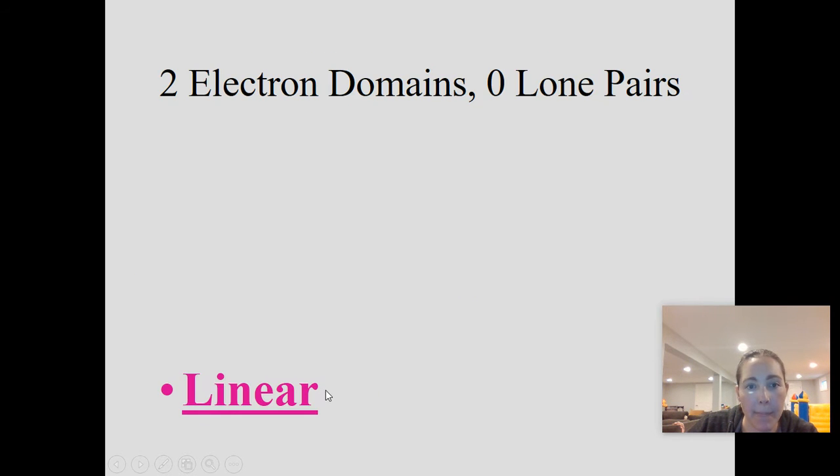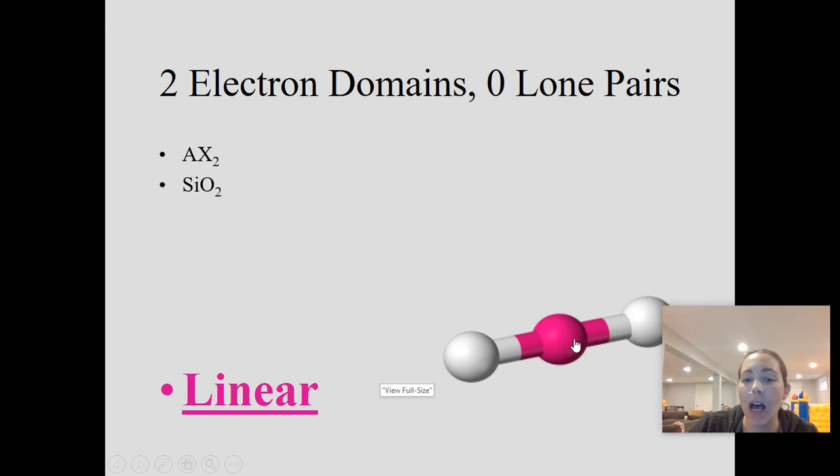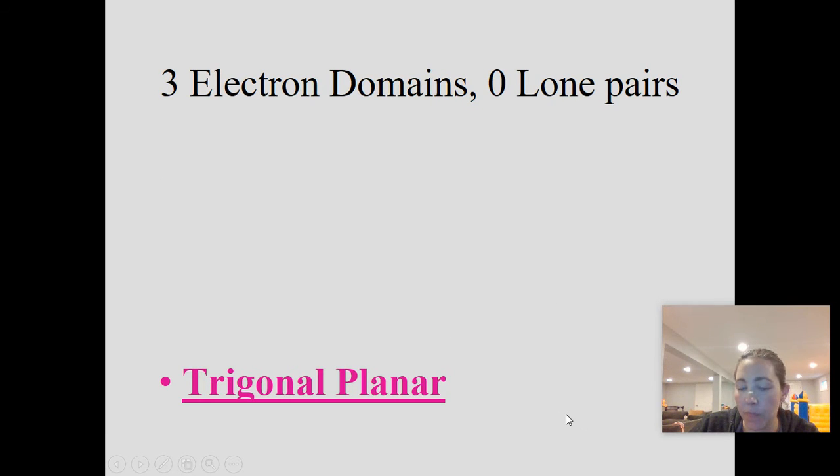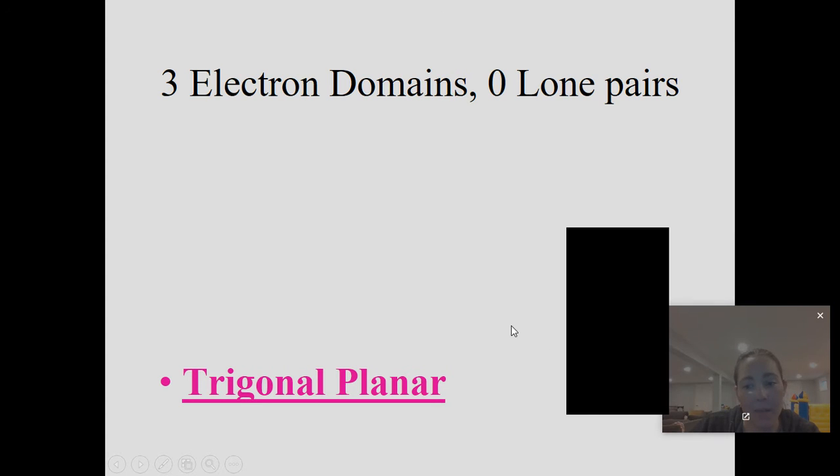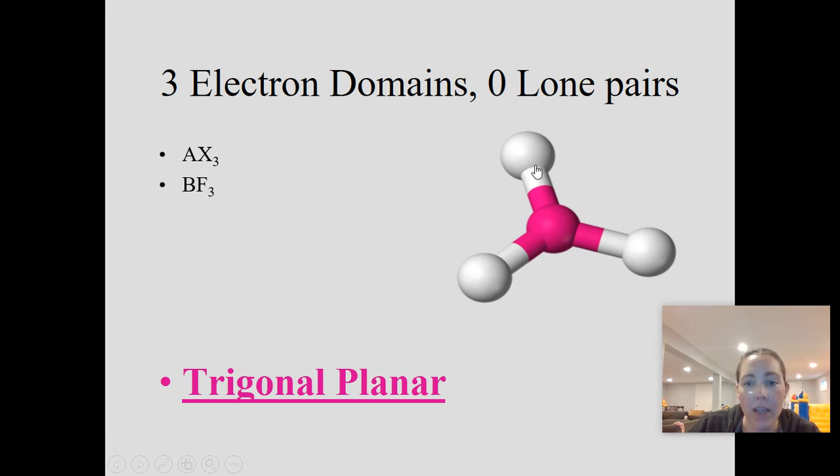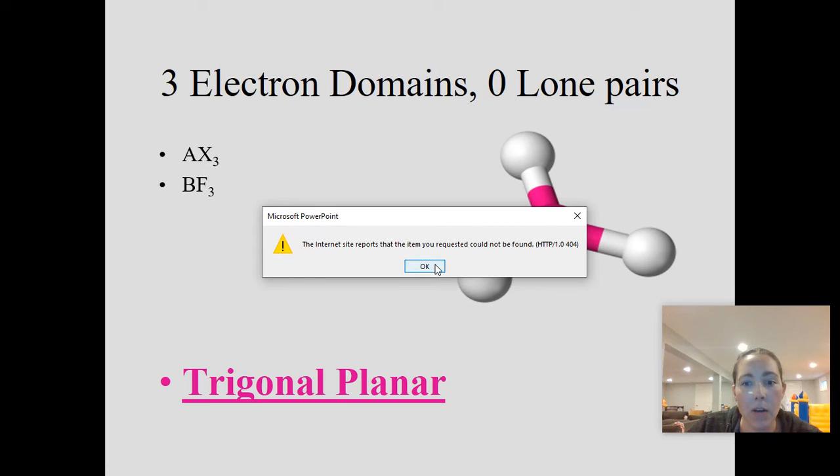Okay. All right, so the first shape we have is linear, just means in a line, in a straight line. There is no lone pairs around the central atom at all. Okay. The next we have is trigonal planar. This isn't working. I did something. It's thinking. Trigonal planar is you have 3 things in a single plane, okay? You have no lone pairs on it. So it has 3 things with no lone pairs. Great.